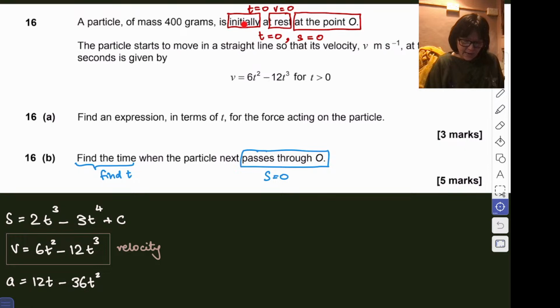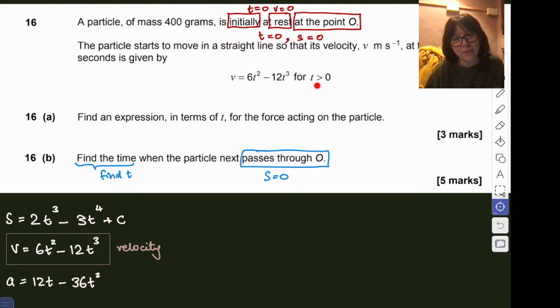So when they say initially, that means T is 0. You'll see that a lot in modelling questions and differential equations as well. Initially, T is 0. And then they tell us 2 things about when T is 0. They say when T is 0, V is 0. That's the at rest. V is 0. And then they also tell us that when T is 0, we're at the point 0. We're at the origin. So this little bit here says when T is 0, V is 0. Now look, we already knew that.